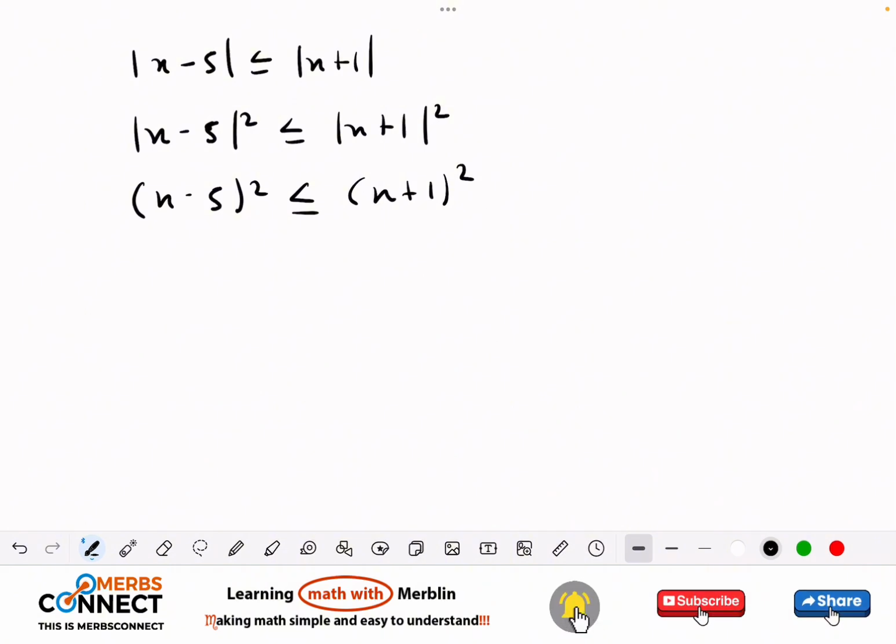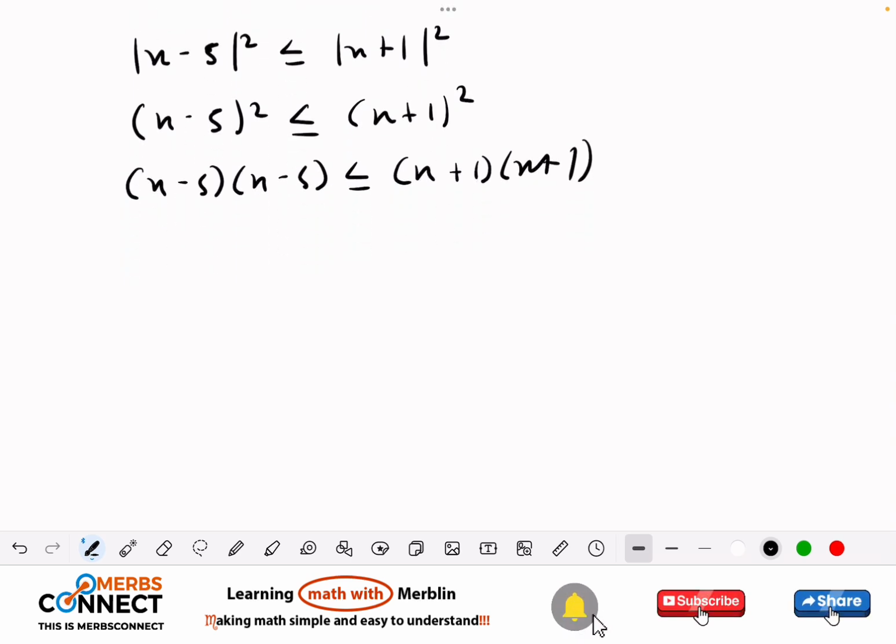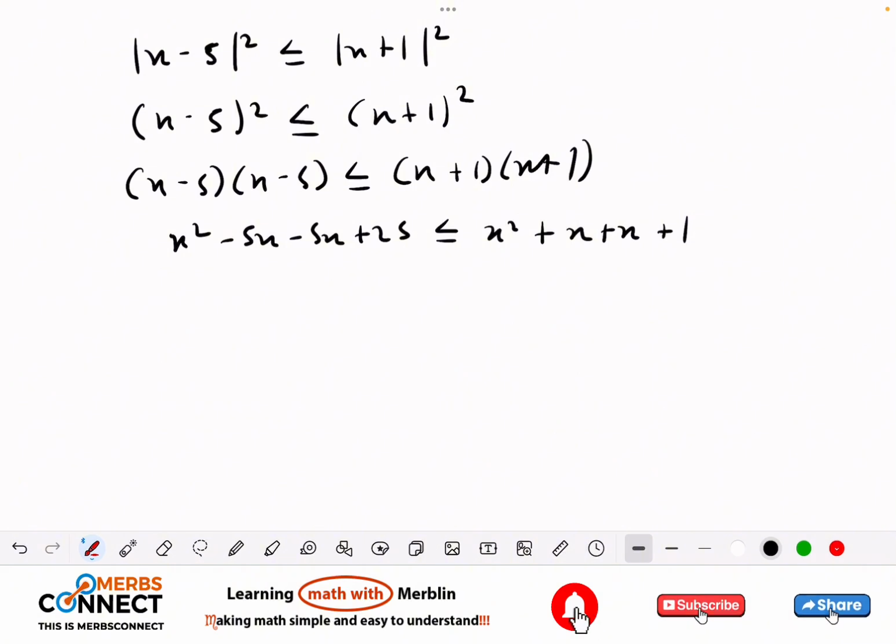So let's simplify. This is x minus 5, x minus 5, less than or equal to x plus 1, x plus 1. So simplify, multiply this, multiply that. So x squared minus 5x minus 5x plus 25 less than or equal to x squared plus x plus x plus 1. Good. So I have x squared here cancel out. What will be left here? Minus 10x plus 25 less than or equal to, this one will be 2x plus 1.